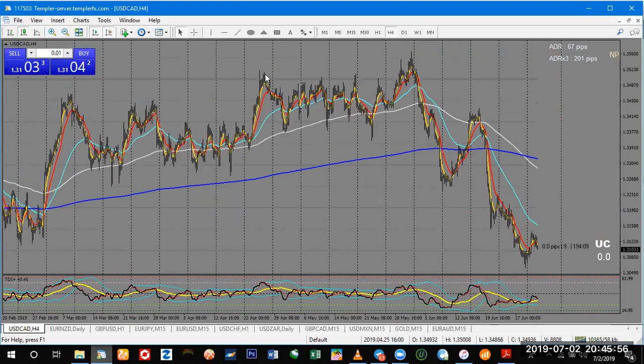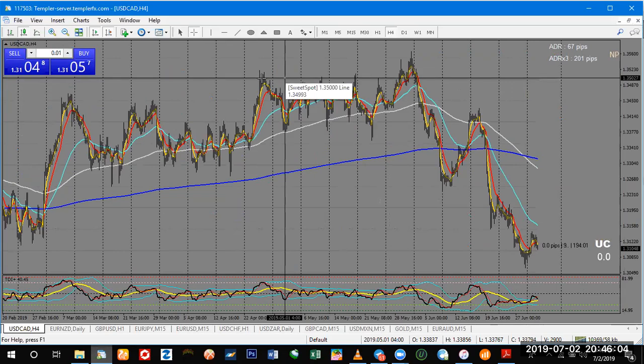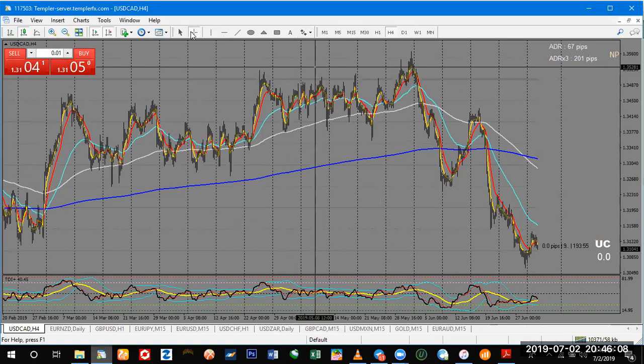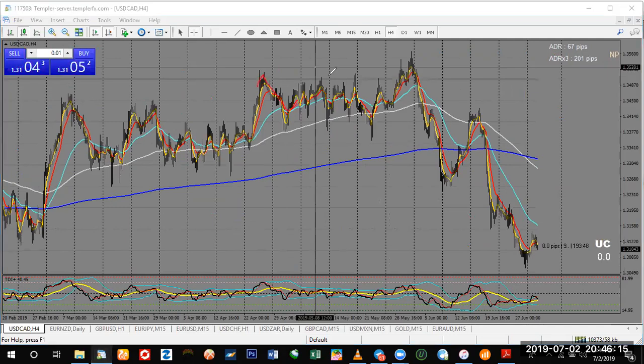This peak here was an area of resistance. Price hit it for the first time, came back, and hit it a second time. These two hits create an area of resistance. So price came again for the third hit, and people were selling around this area.